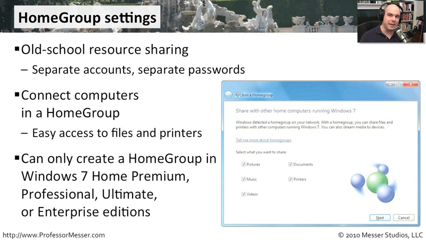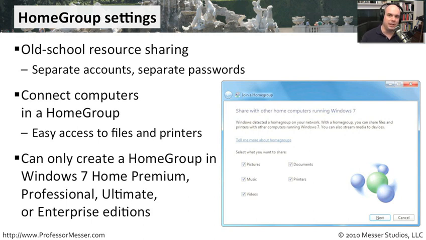Now, to be able to create a home group, you have to have Windows 7 Home Premium, Windows 7 Professional, Windows 7 Ultimate, or Enterprise to create one. If you've got other editions of Windows 7, you can connect to a home group, but you cannot create one from scratch. You also cannot create a home group if it is a machine that is already a member of a domain. So you need to have a machine at home that's not on a previous domain.